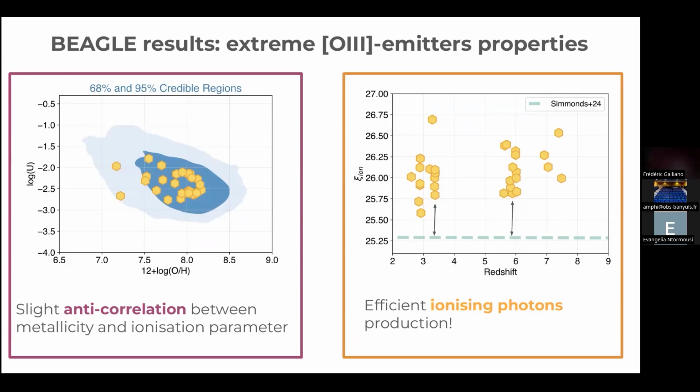So these are really ionized systems, but also very efficient ionizers, as parameterized by psi ion. In the plot on the left, you can see that all our sample is offset from the average value of psi ion. This means that these extreme O3 emitters are indeed a great laboratory for studying, for example, reionization or, more in general, Lyman continuum escape.